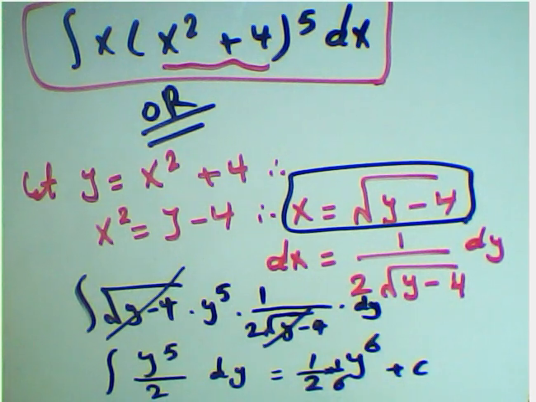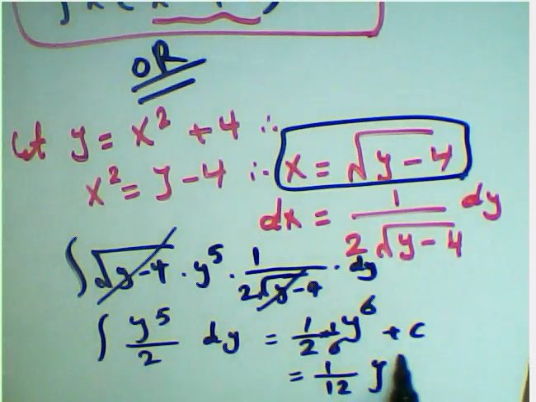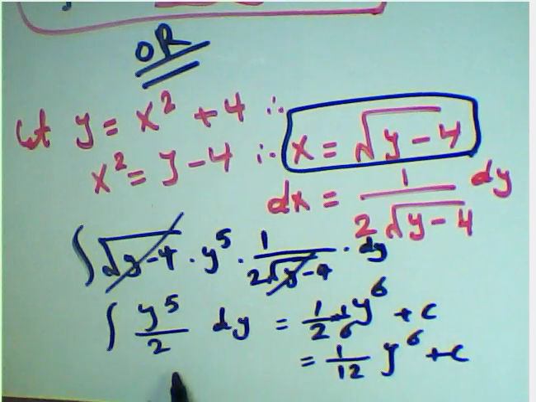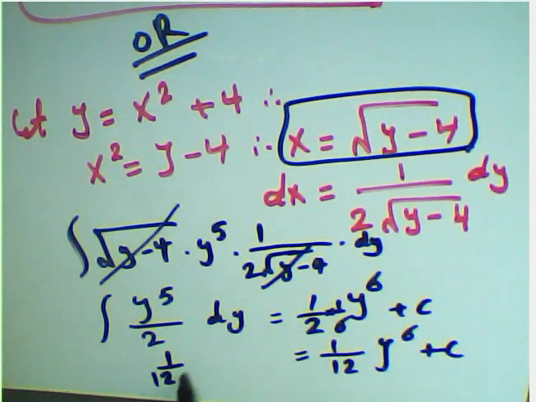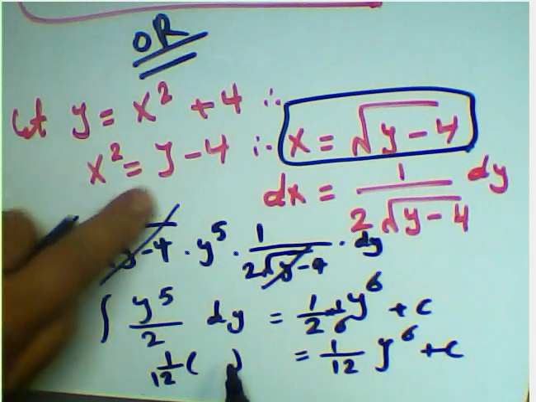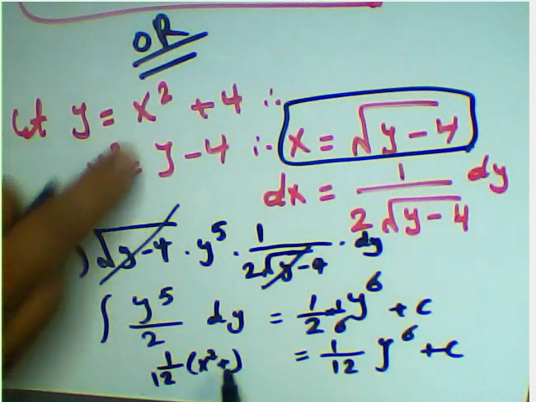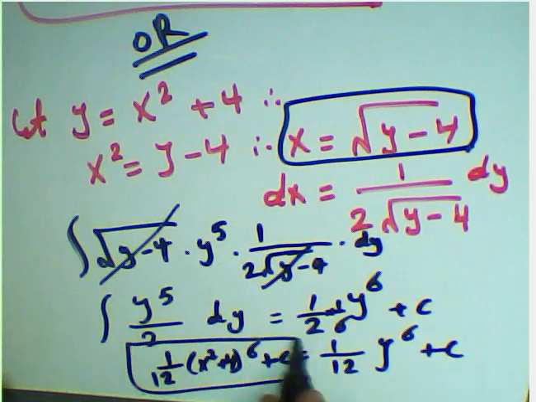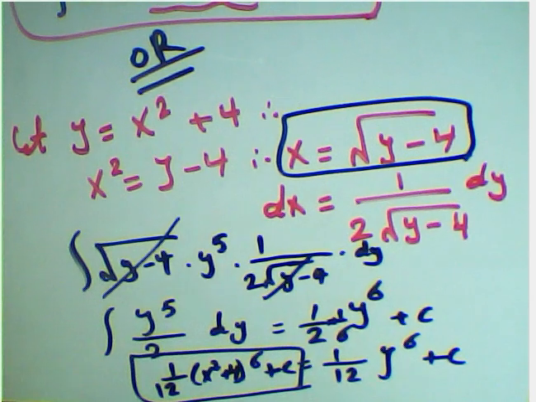The result will be 1 over 12 y power 6 plus constant. Then we can cancel y and write x power 2 plus 4. The result will be 1 over 12 multiplied by (x power 2 plus 4) all power 6 plus constant. It is such that the new solution here, as you like, solve by this method or by the easy method number 1.